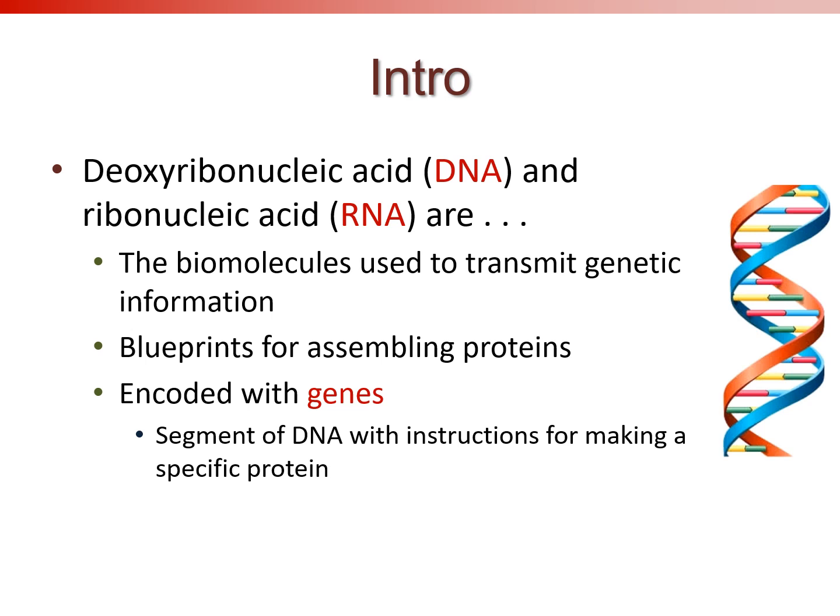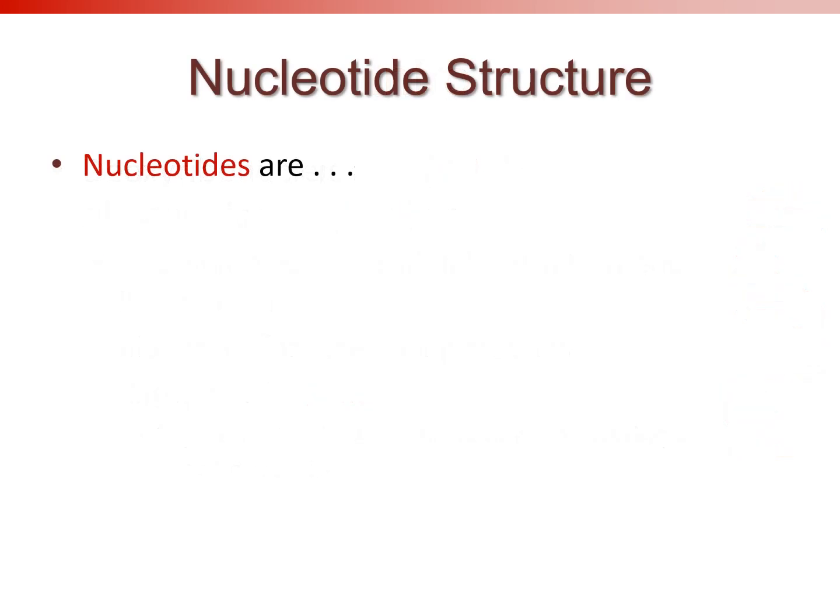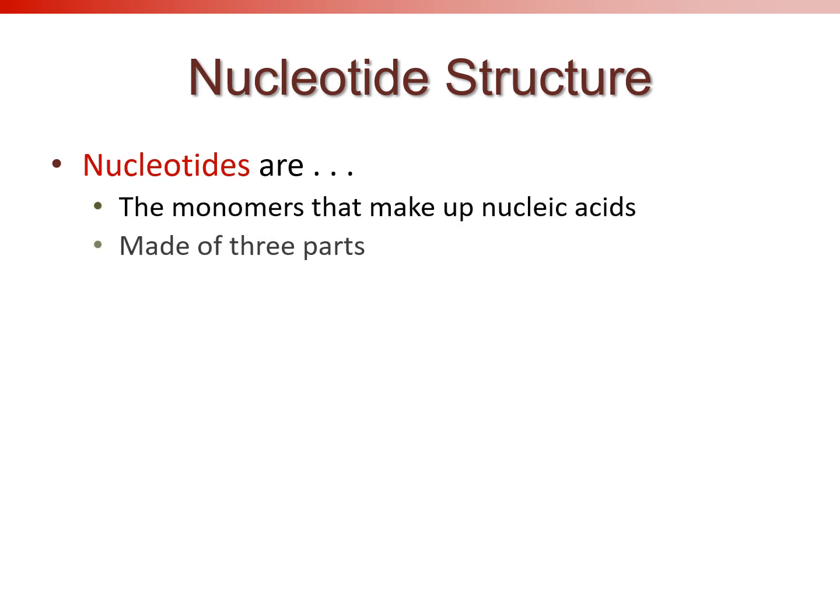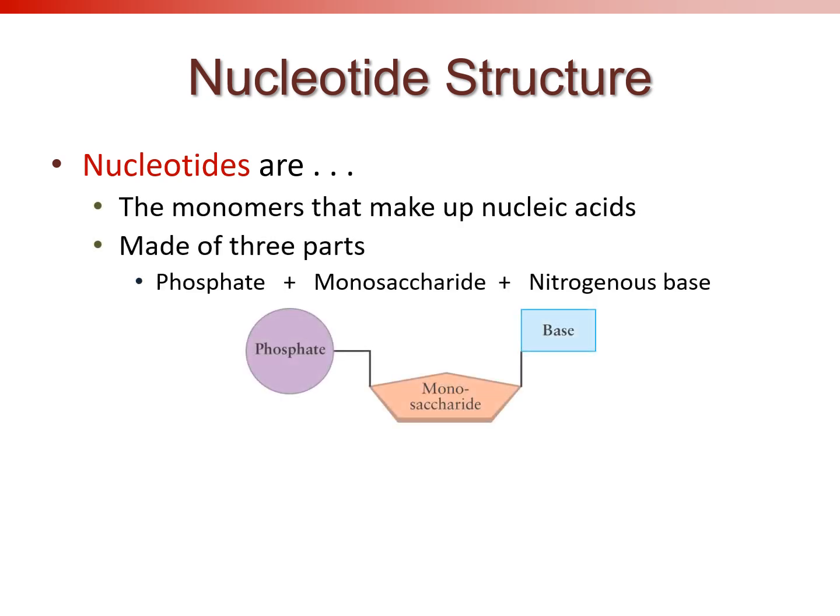Encoded within these different nucleic acids are our genes, which are segments of DNA with instructions for making a specific protein. Mostly proteins, but there can be other things as well. We're going to start our discussion talking about nucleotides. So what's a nucleotide? It's a monomer that's going to make up the nucleic acids.